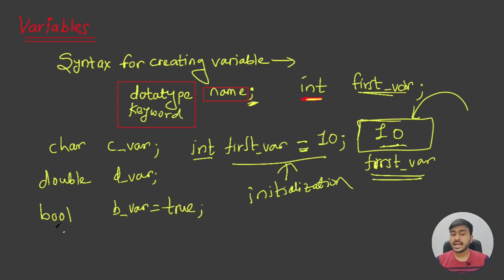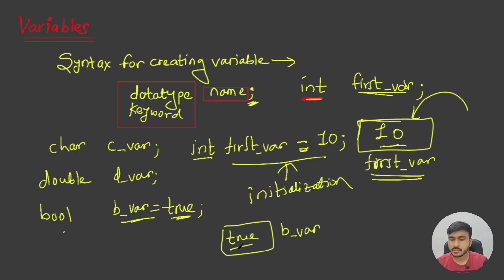So whenever you are writing bool b_var is equal to true, what is going to happen? C++ is going to create a variable for you. It's going to allocate memory for your variable. It's going to give a name to that memory. So in this case the name is b_var, and then it's going to put this value in that variable. So it's going to put true in that variable.